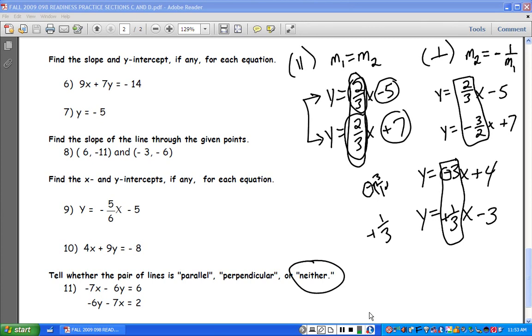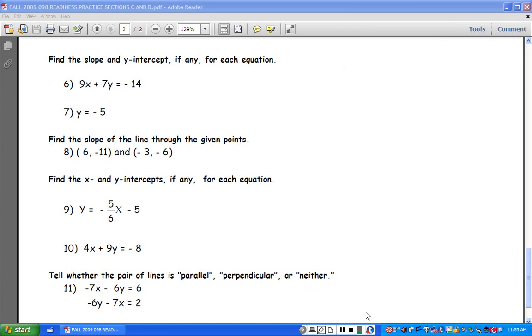Alright, so now let's look at the problem we have here for number 11. The first equation, we want to solve it for y. So we want to add 7x to both sides. So that would be -6y equals 7x plus 6, because I added 7x to both sides. And then for the other one, we're also going to add 7x to both sides. That leaves me -6y equals 7x plus 2. Now I have to divide by -6 everything in both equations.